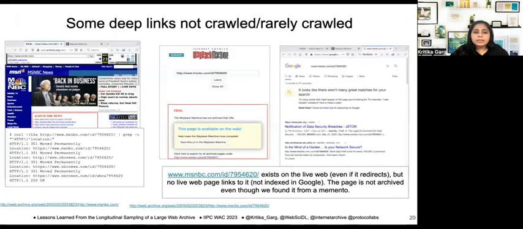We also found that some deep links are not crawled or rarely crawled. For example, this deep link of MSNBC that we found on Memento exists on the live web, even if it's a redirect, but no live web links to it, and it's not indexed by Google. Since it's not indexed or linked, it's not archived, even though we discovered it from a Memento. Another thing to note here is such URLs are not part of our collection because it's not indexed.